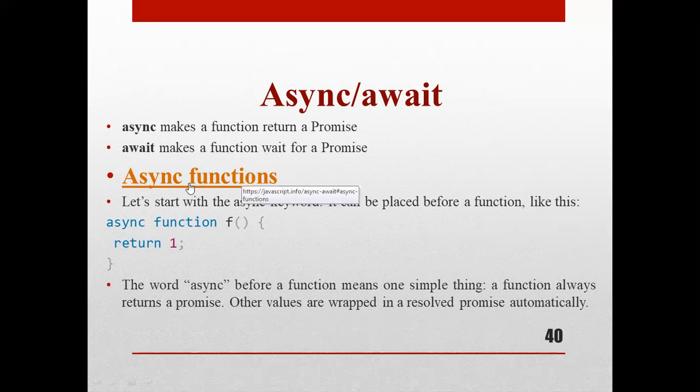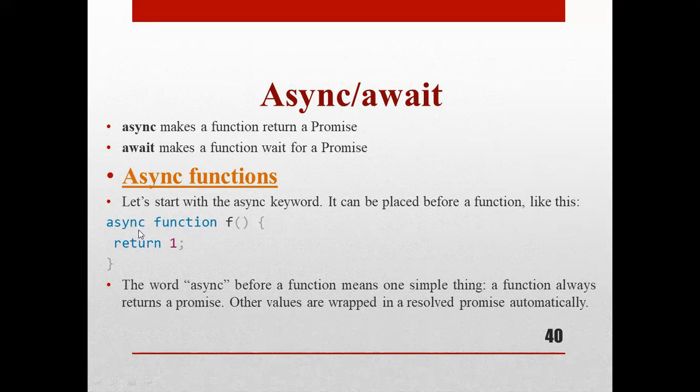First we will see the async function. Here the async function starts with the async keyword. It can be placed before a function like this. Before writing the function, like function f, the async keyword is placed before that function.